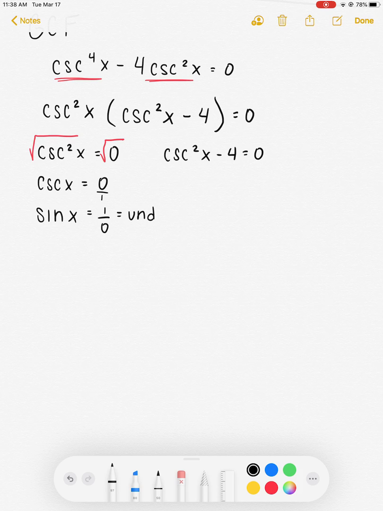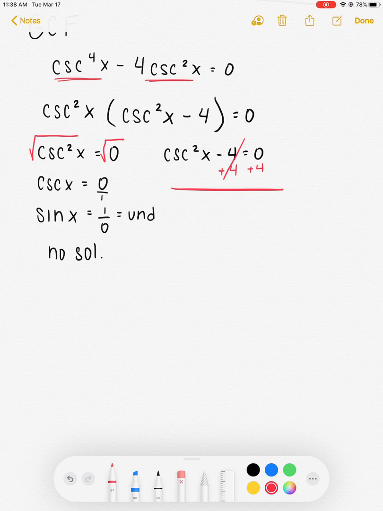So then I look at my unit circle and I say, is there ever a sine value that's undefined? And there isn't. So this part of the problem is going to give me no solution. Then I'm going to go over to my other factor.